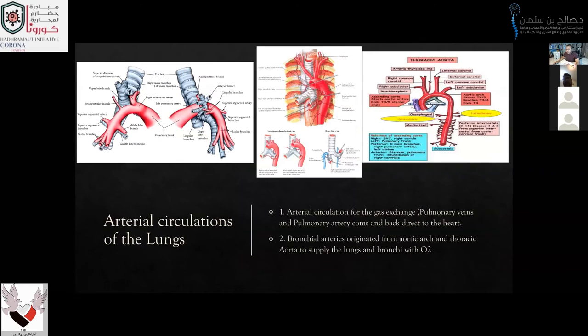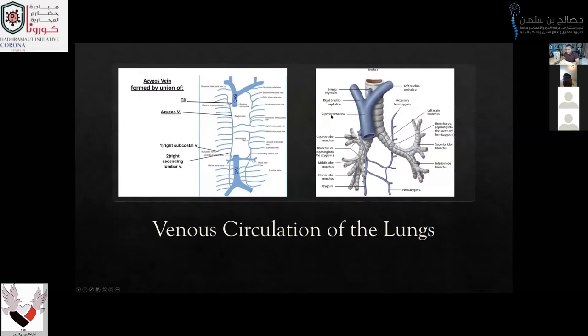This is a very important piece of information. The perfusion of the bronchus and the lung with oxygen and nutrients is not from the pulmonary vein and pulmonary artery, as many of us know. The main blood supply for the lung and bronchus is from the bronchial artery, which arises from the aortic arch and thoracic aorta. And draining of the deoxygenated blood from the trachea, bronchus, and lung is through the azygos vein and the hemiazygos vein, which drain into the superior and inferior vena cava.